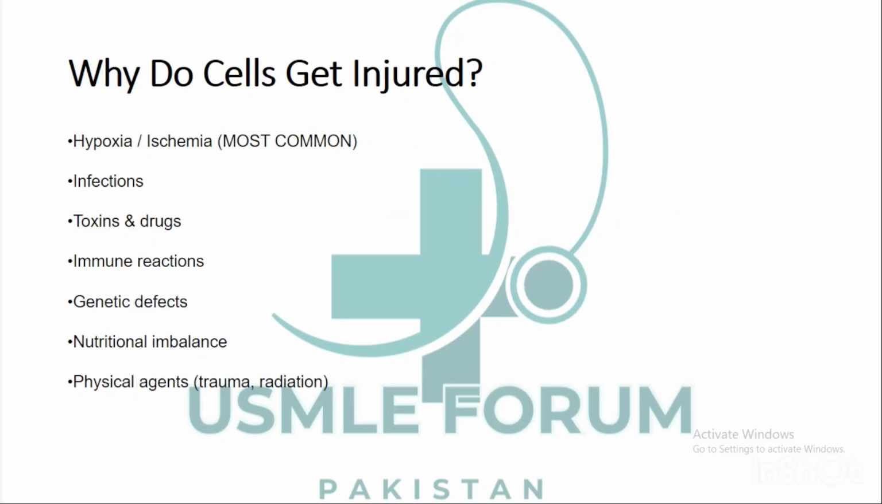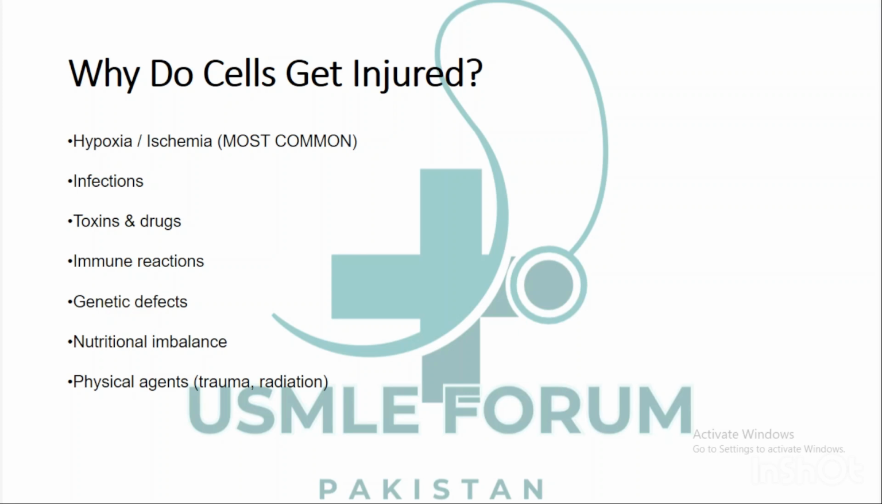So now first of all, I'll talk about what is cellular injury and why cellular injury occurs. Cellular injury occurs when a stress exceeds the cell's adaptive capacity. Normally, cells adapt, and the adaptation is in the form of hypertrophy, hyperplasia, atrophy, metaplasia. But when the stress is too severe or prolonged, injury occurs.